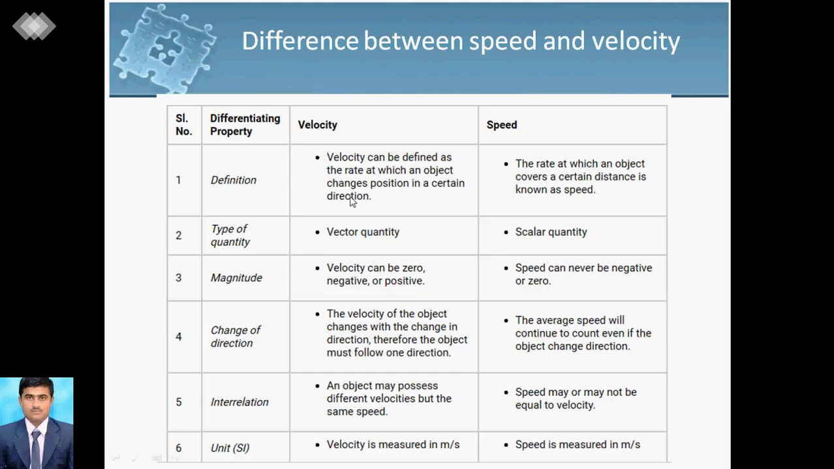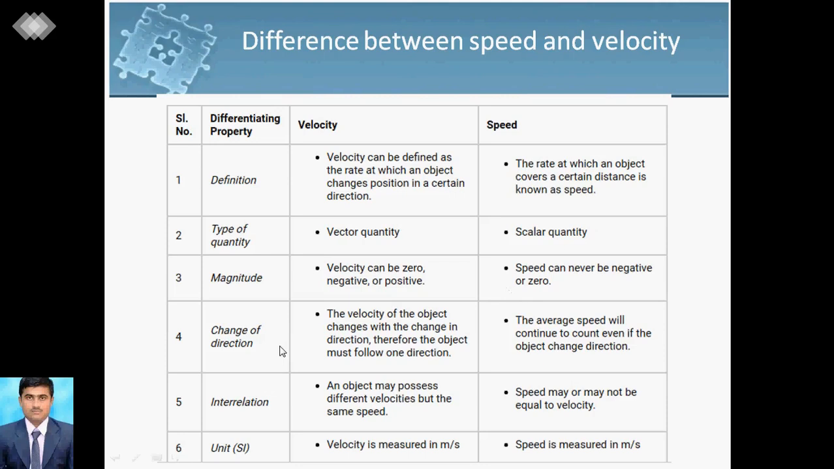So here velocity is a vector quantity, that means magnitude and direction are present, but in case of speed the direction is absent, only magnitude is present. And velocity can be zero, negative, or positive, but speed is never zero or negative.